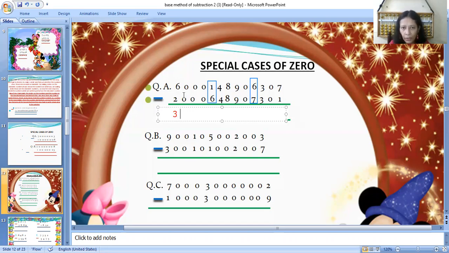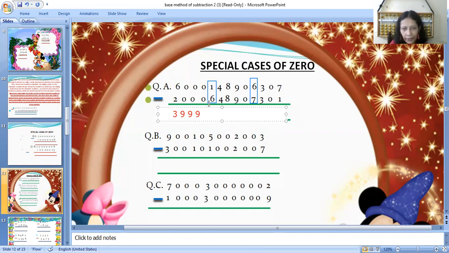Now here, what will you do? In the previous question, I have told you 0 minus 0. You will write 9 here, move to the next. 0 minus 0, you will write down 9 here, move to the next. 0 minus 0, you will write down 9 here. Next, move to the next.